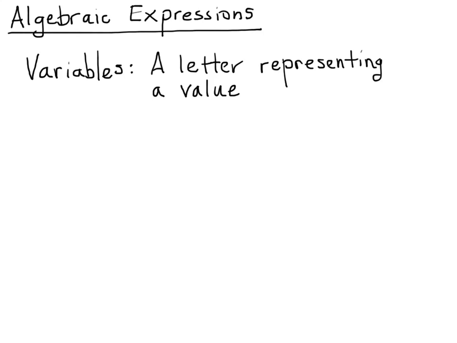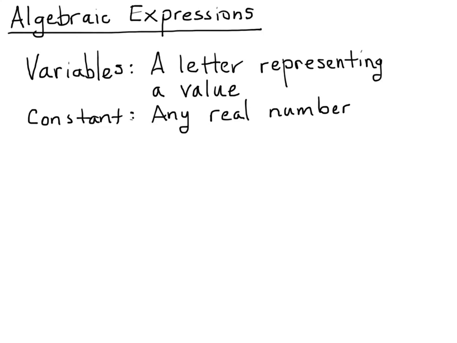And so by a variable, we mean a letter that represents a value. And then we have constants, and a constant is any real number. We're not going to deal with anything but real numbers. So we're not going to deal with imaginary or complex numbers, anything like that. It's only real numbers. And so a real number doesn't change in value, so we call it a constant. A variable, on the other hand, can be a number that we assign to it.